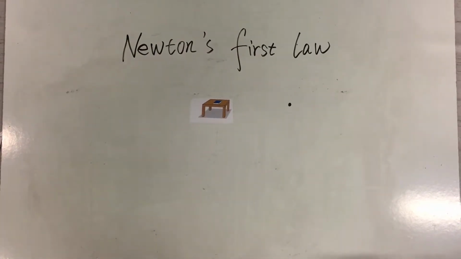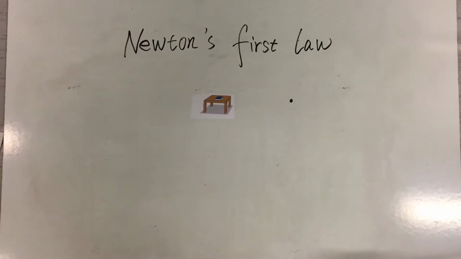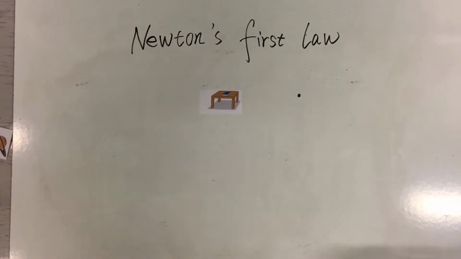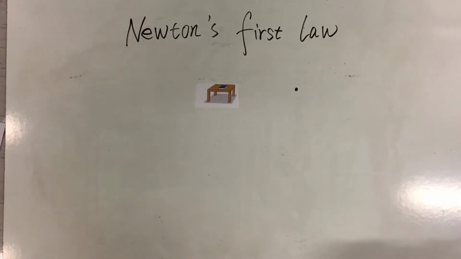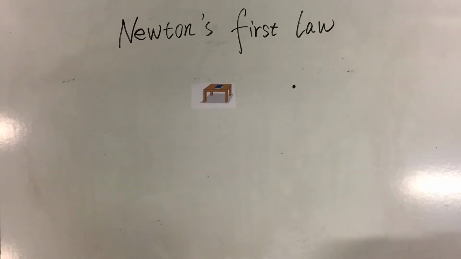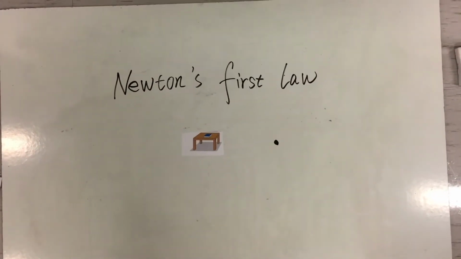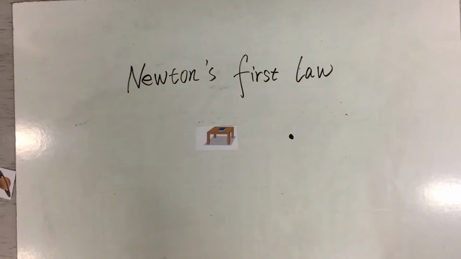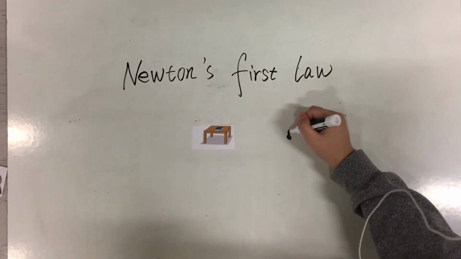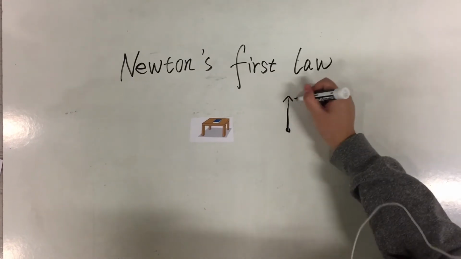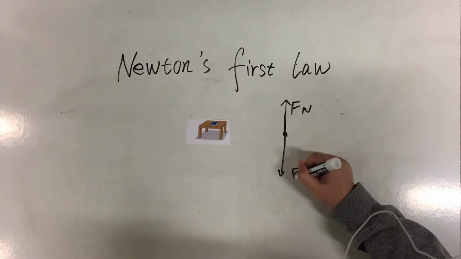Newton's first law of motion is often stated as: an object at rest tends to stay at rest, and an object in motion tends to stay in motion with the same speed and in the same direction unless acted upon by an unbalanced force. A book is resting on a table, so this is the free body diagram. This is Fn. This is Fg.